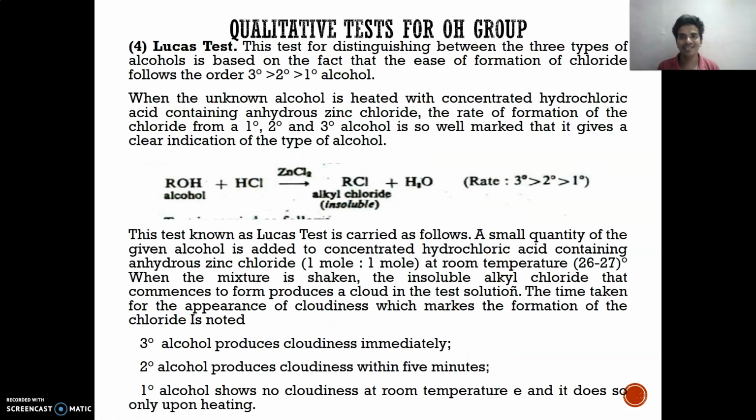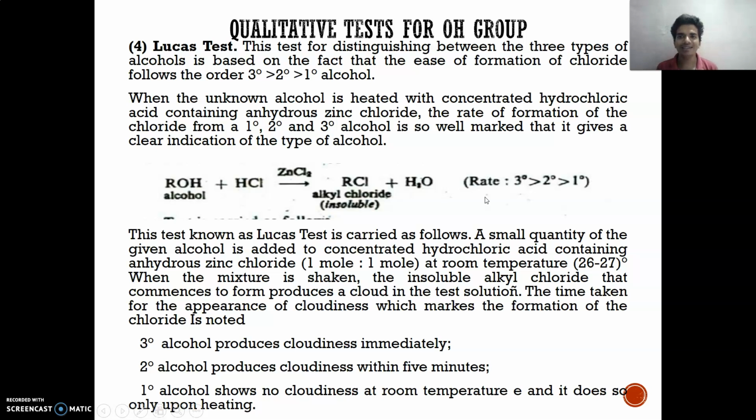Lucas test. Next test. This test distinguishes between the three types of alcohol based on the fact that easy formation of the chloride follows the order tertiary more than secondary more than primary alcohol. When the unknown alcohol is treated with concentrated hydrochloric acid containing anhydrous zinc chloride, the rate of formation of the chloride for primary, secondary and tertiary alcohol is so well marked that it gives a clear indication of what type of alcohol is present.